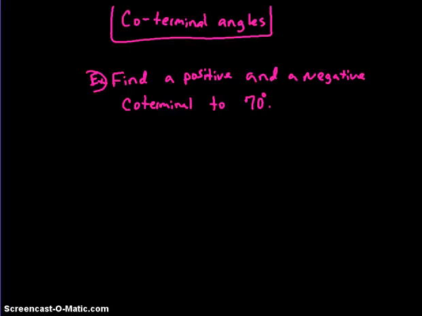So we're going to take a step back. We're going to talk a little bit more about coterminal angles. We talked about them before in the previous lesson. We actually had to graph it, and we talked about what coterminal angles look like on the graph. And we basically decided they look exactly the same on the graph.